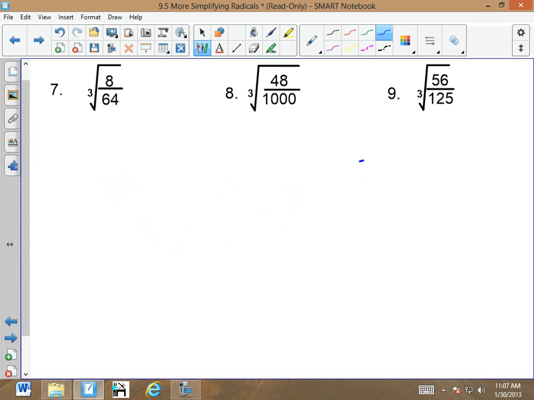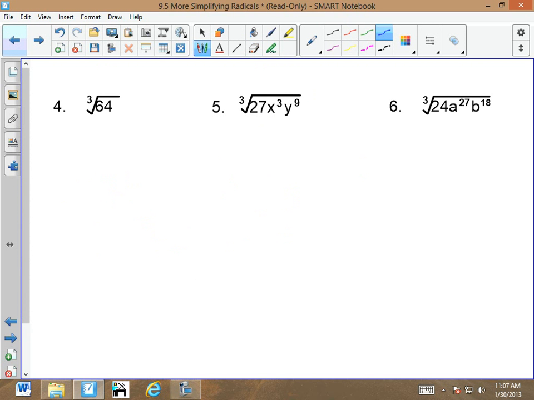Let's look at one last thing. Let's look at letters. Okay. You want to take 3s out. So right here I have 3 x's. So how many x's are going to come out? Not 3. The 3 become 1. So 1 x comes out. Here with my y's, 2, 3, 4, 5, 6, 7, 8, 9. How many cubes, how many triplets of 9 do I have? 3. So 3 y's come out. Now you can just divide this number by 3 and your answer is how many come out.